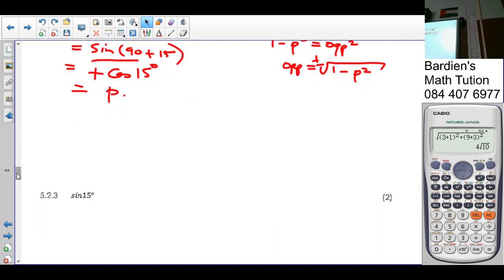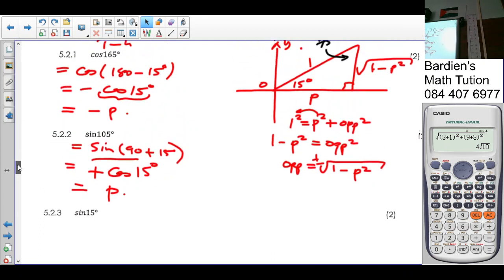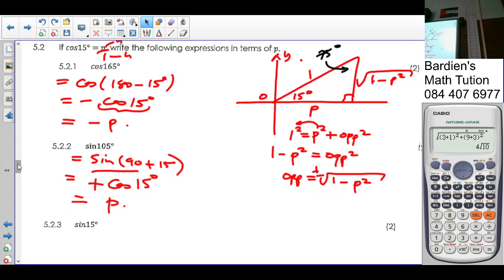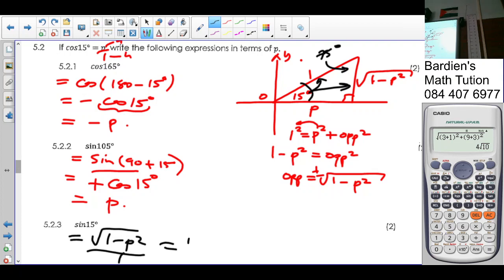Next question. Sine of 15. There we go. Going to use it now. Can you see that? The sine of 15. Sine is opposite over hypotenuse. So it's going to be the square root of 1 minus P squared over 1, which is simply the square root of 1 minus P squared.